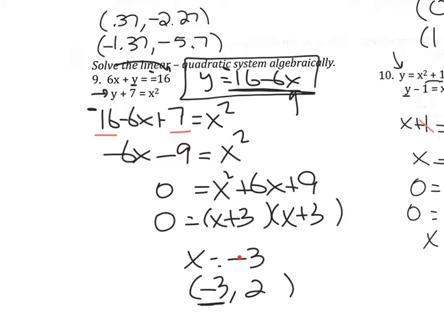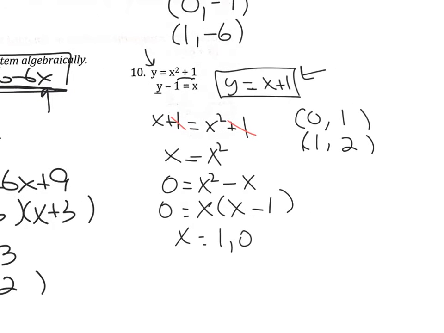Negative 3 would. And to get the y, you take the negative 3 and plug it right back where we started. Plug it right there, and just punch it in your calculator. And make sure you use parentheses when you punch in your negative 3, and you get 2. Negative 3, 2. 10, very similar, same kind of problem.